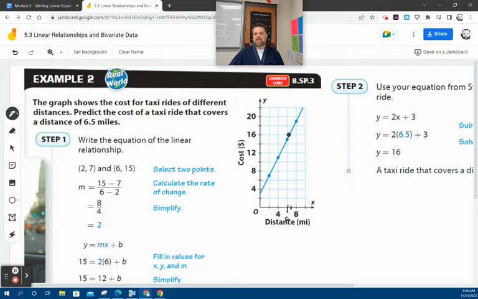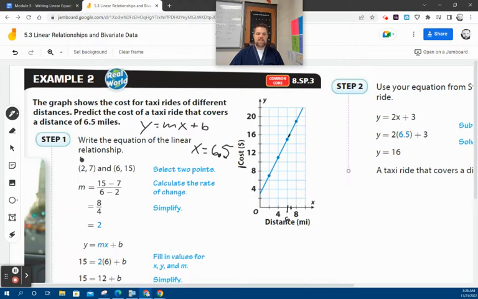And so we could look at the graph. It might be close to $16, but we don't know. So the first thing we're going to do is we need to find the equation of the line. And then once we find the equation of the line, we're going to let x equal 6.5 and plug it in, and it'll tell us the corresponding y value, because the y value is the cost.